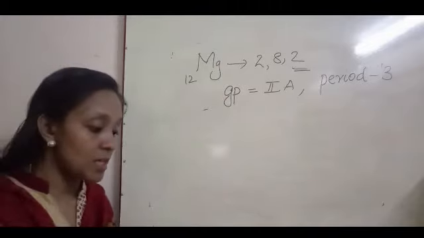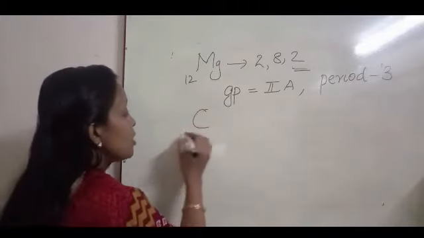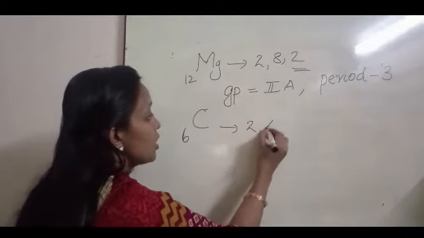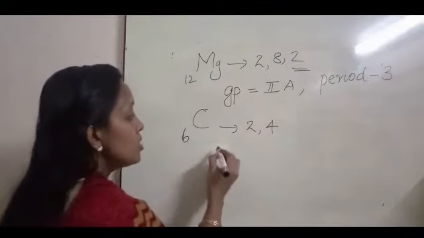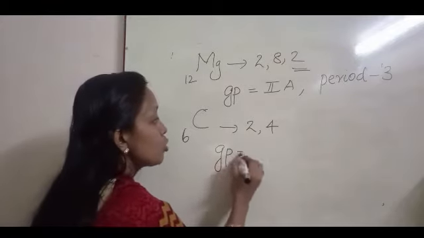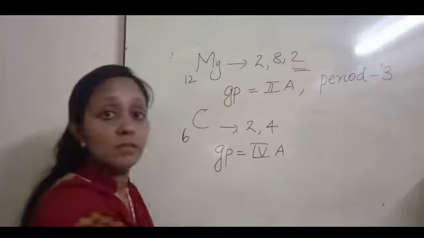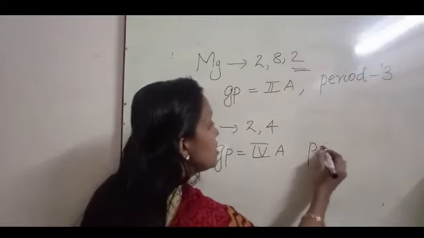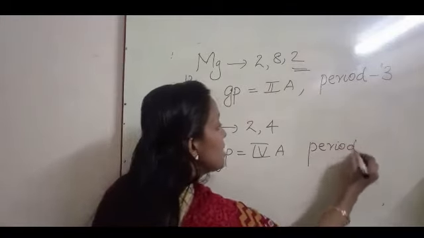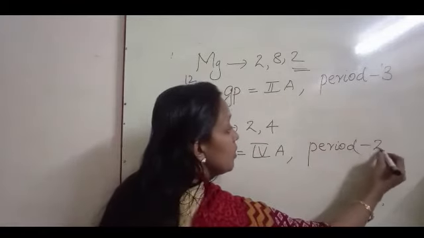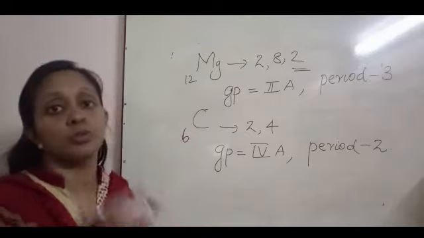Now, what about the next element? It is carbon. The atomic number of carbon is 6. So the next step is to write the electronic configuration, 2, 4. So it is a member of which group? It belongs to group number 4A. And it uses how many shells to fill its electrons? 2 shells. So it's a member of period number 2.